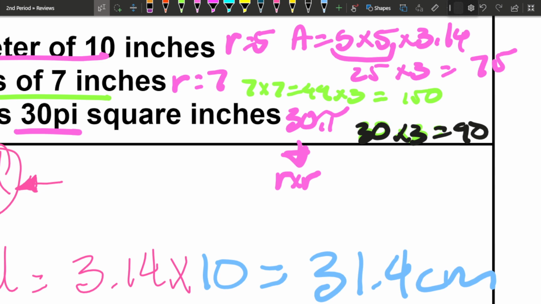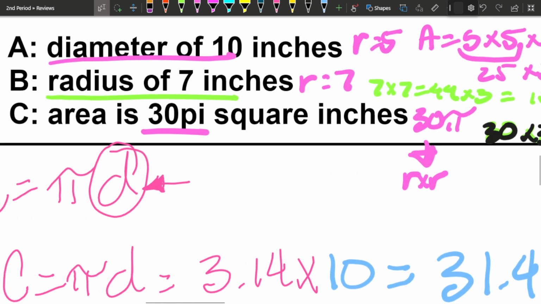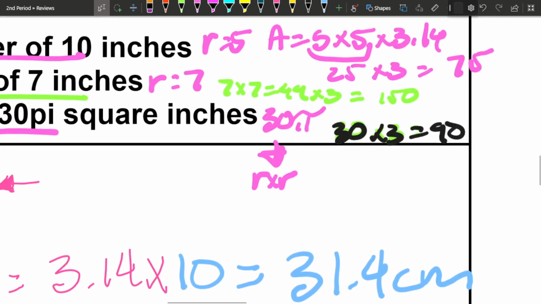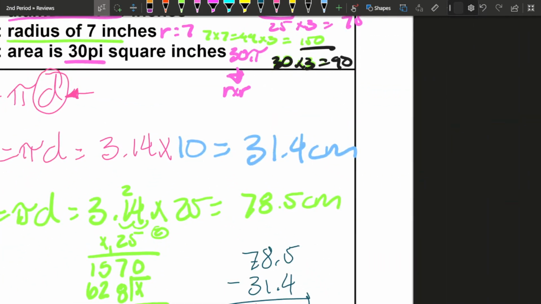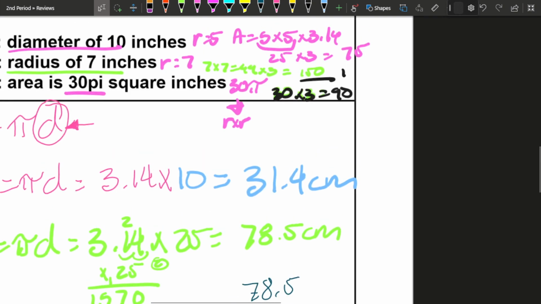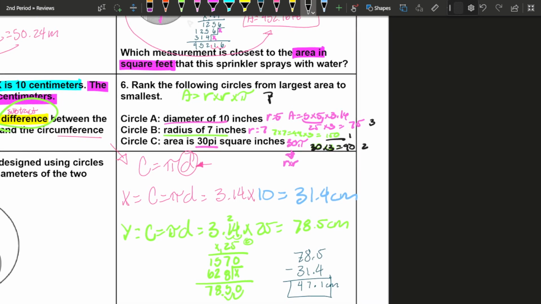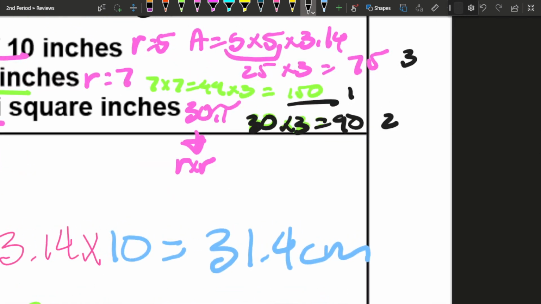Because they're not asking us to put in the answers. They just want us to put A, B, C in order from biggest to smallest, right? So which one is going to be the biggest one? B. And then C, and then A. So my answer for this will be B, C, A. I just estimated everything because they didn't ask me for the right answers. Look at the numbers. They're very far apart, so the 0.14 will not make a big difference.